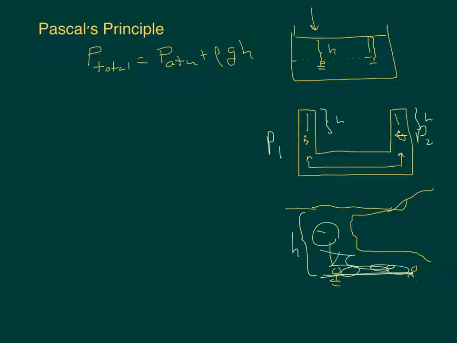So, as long as you are at some depth and have a height of column of water above you, the pressure at 1 is equal to the pressure at 2. But the pressure is the force per unit area. So the force at 1 over the area at 1 is equal to the force at 2 over the area at 2.